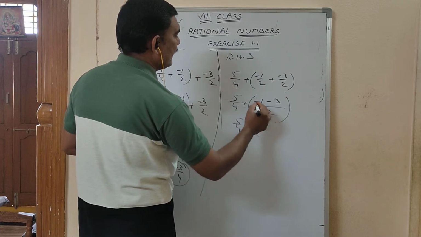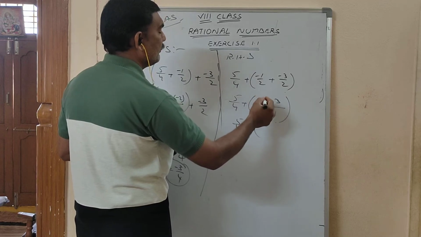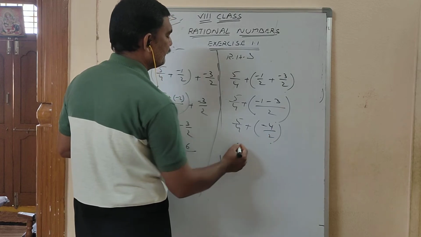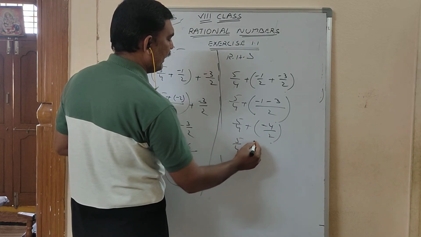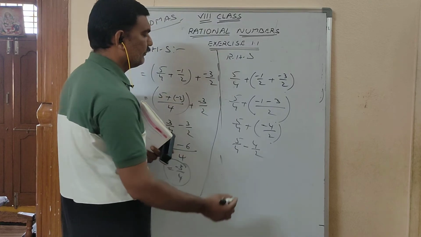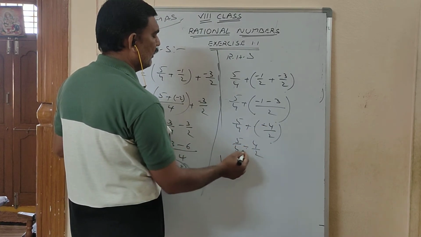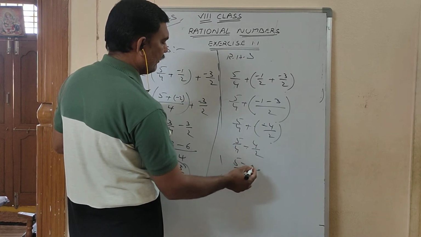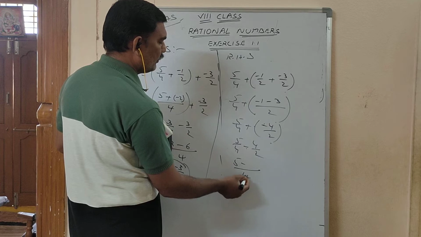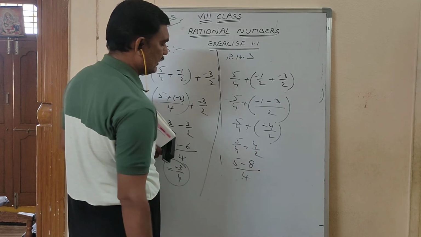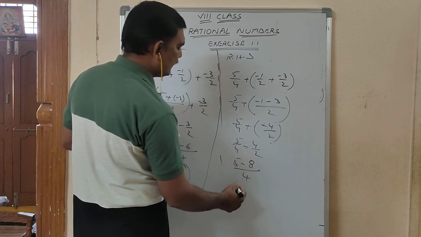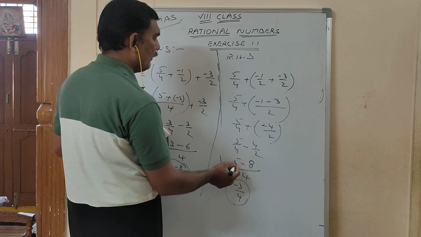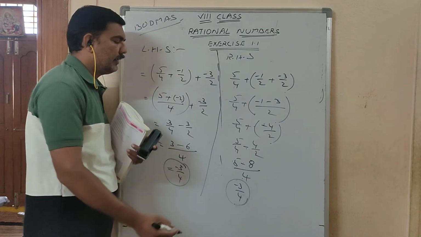plus minus 1 minus 3, both are having negative symbols, keep the negative symbol and add these two: 4 by 2. And again here, 5 by 4 minus 4 by 2, plus into minus, minus. LCM is 4. 4, how many times will it go? 1 time, 5. 2, how many times will it go? 2 4s are 8, then 5 minus 8 is how much? Minus 3.